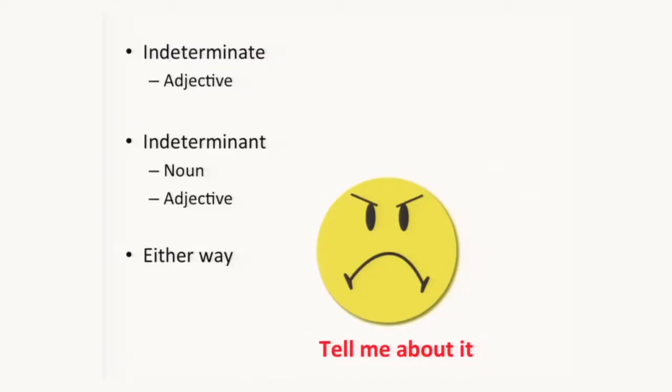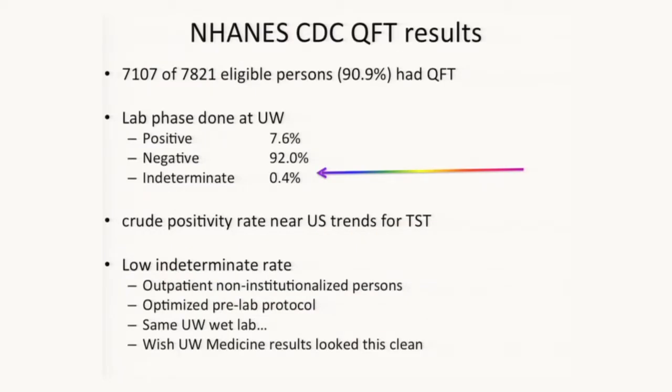So, indeterminate and indeterminate, I probably don't use the words correctly. One's an adjective, one's either way. But either way, it's a big frown. And what can we do about this? This is the way it should be.